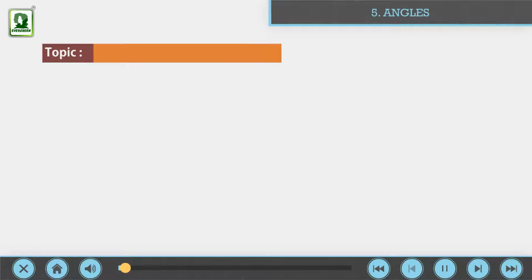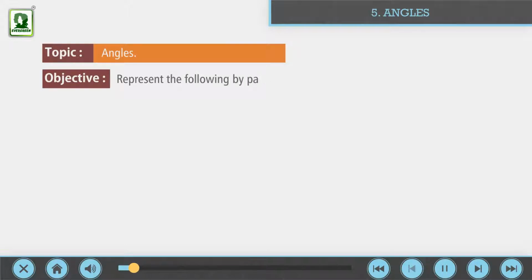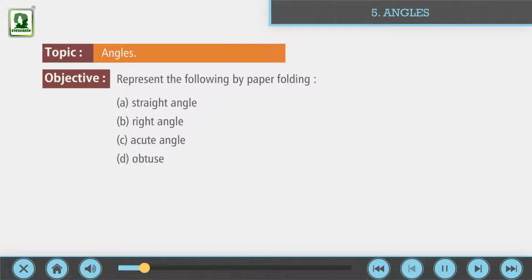Topic: Angles. Objective: represent the following by paper folding: straight angle, right angle, acute angle, obtuse angle, reflex angle.